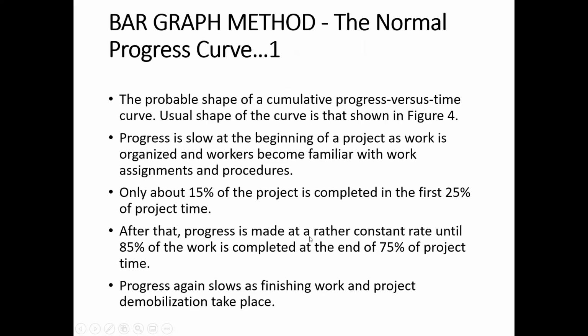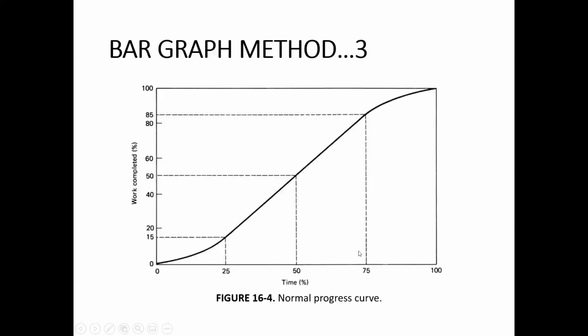After that, progress is made at a rather constant rate until 85% of the work is completed at the end of the 75% of the project. So that means in the middle period, the work progress is usually much higher than the linear increase in time. So we can say that about 85% of the work completes in 75% of the time.